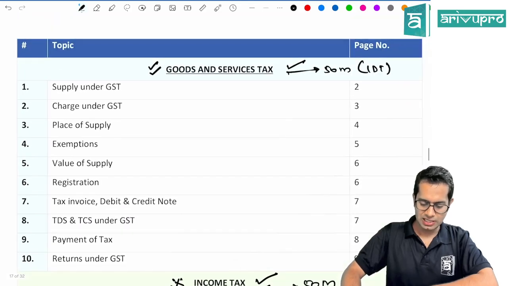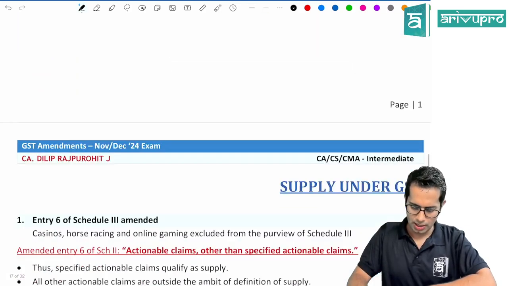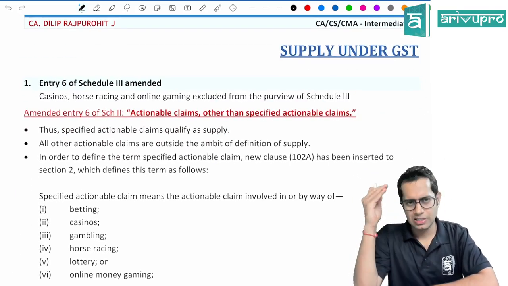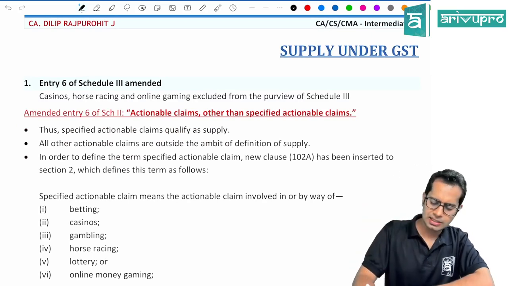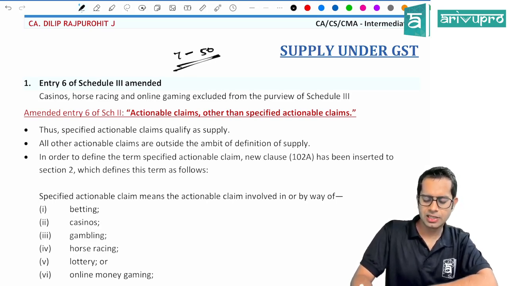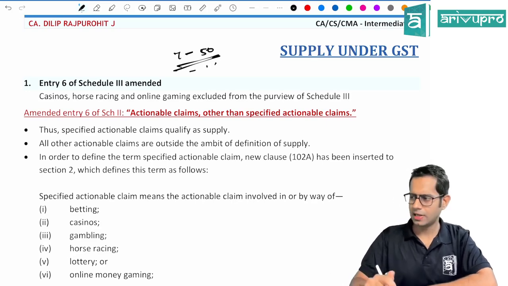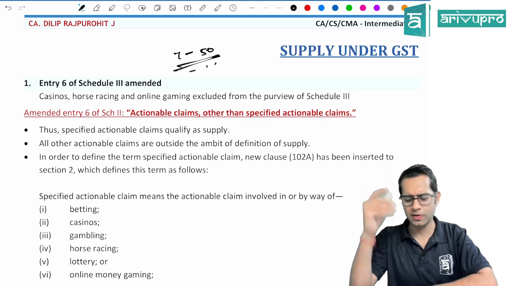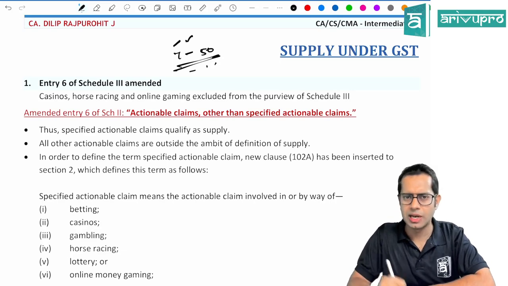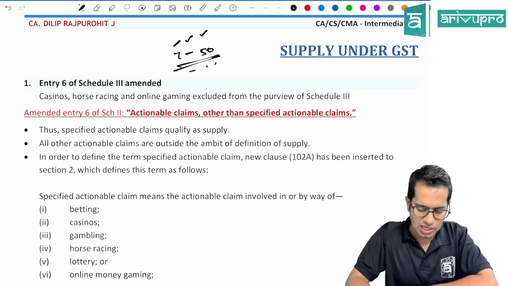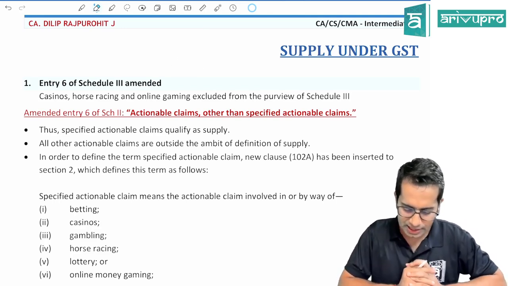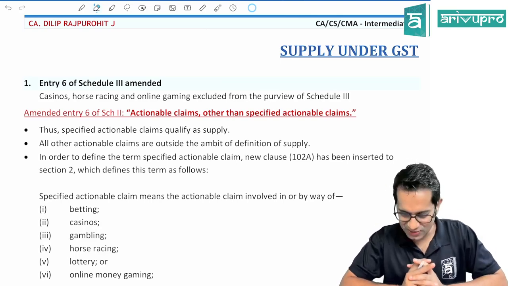We'll first start with GST and then we'll go with income tax law. Topic wise we'll take all the different chapters from section 7 till section 50. These are the different sections which are applicable for intermediate level, correct? So all these sections we will see topic wise. Section 7 talks about supply under GST, 8 talks about composite and mixed supply, 9 talks about charge under GST. So section wise we are going to see all these amendments. Okay, now without wasting a single second, let me straight away start this discussion with you guys.